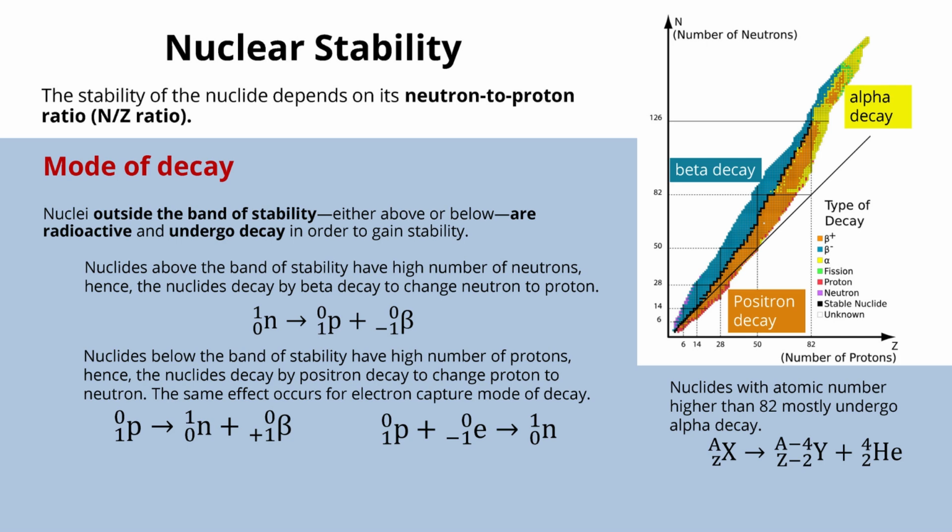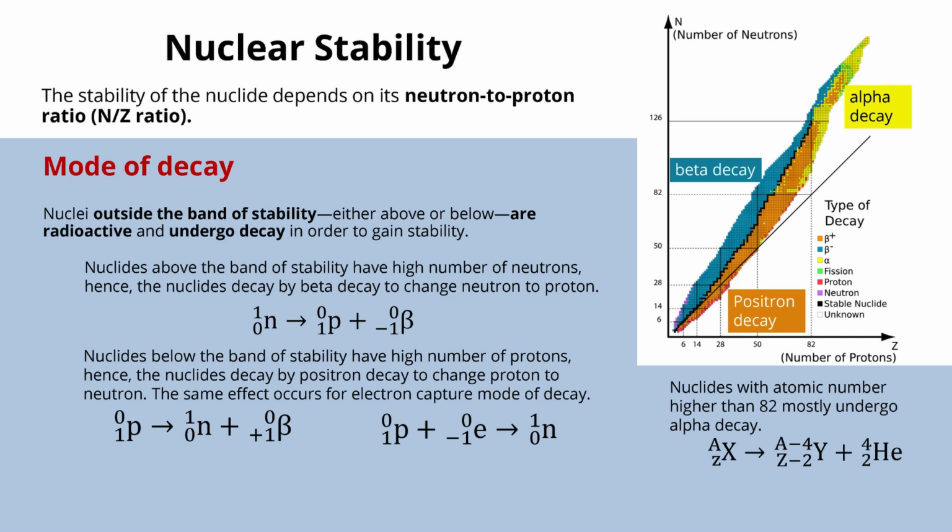And really heavy ones, above atomic number 82, like lead, are often just too big overall. They tend to undergo alpha decay, shedding a chunk of 2 protons and 2 neutrons, the alpha particle, to get smaller. Fascinating. So decay is driven by this quest for the stability sweet spot.